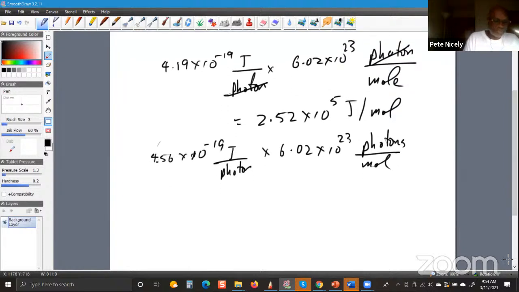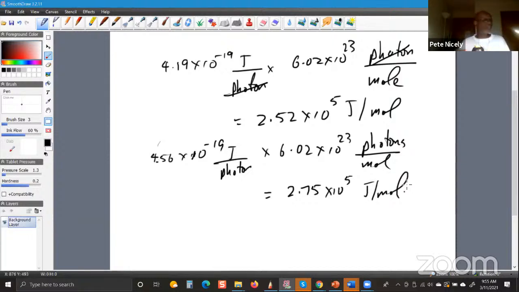So let me do the calculation. 4.56 times 10 to the minus 19 multiplied by 6.02 times 10 to the 23. And according to my calculations, when rounded off to 3 sig figs, this is equal to 2.75 times 10 to the 5 joules per mole. All right? So that's basically how number 4 is done. Okay, any questions about number 4? Any questions? All right.